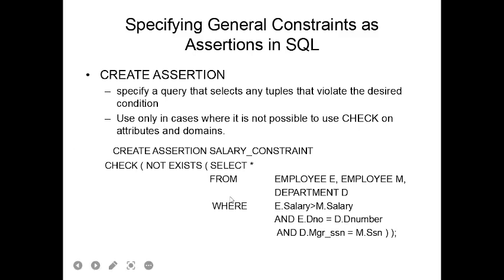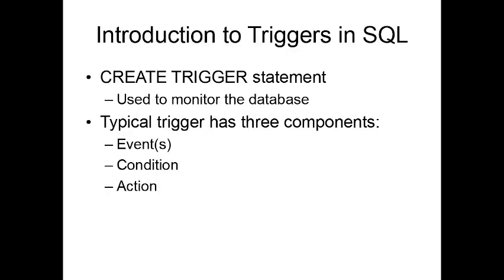So the schema designer should use check on attributes, domains and tuples only when he is sure that the constraint can only be violated by inserting or updating of tuples. Assertions are used only in cases where it is not possible to use check on attributes and domains.